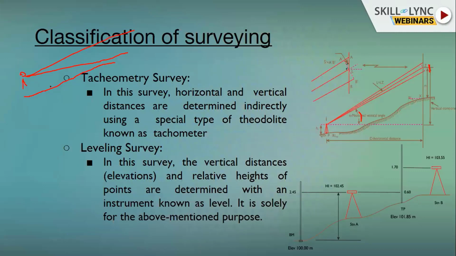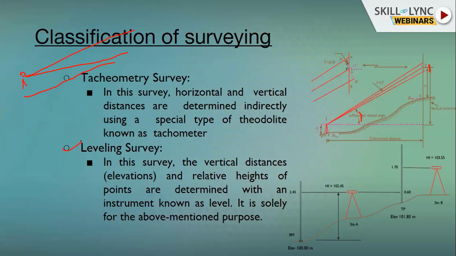And then comes the most important one, leveling survey. Why do you have to do leveling and what is leveling? It is to determine the vertical distances, the vertical elevations. So till now we have done surveys for some areas. If that is not a hilly area, then you can do it with chain and compass. If that is a hilly area, then you can go with the theodolite, the tachometric theodolite, and you can do it.